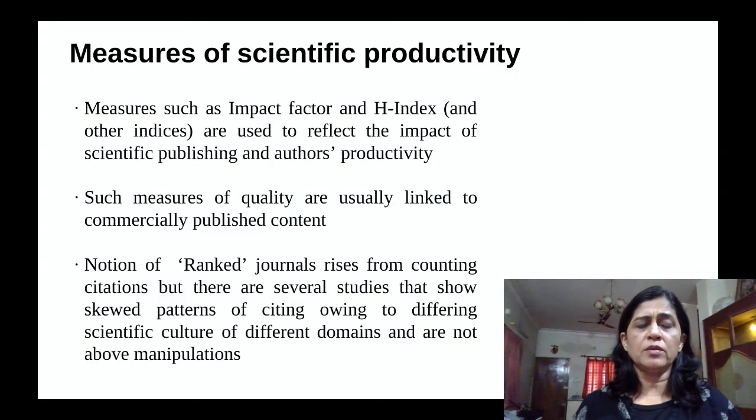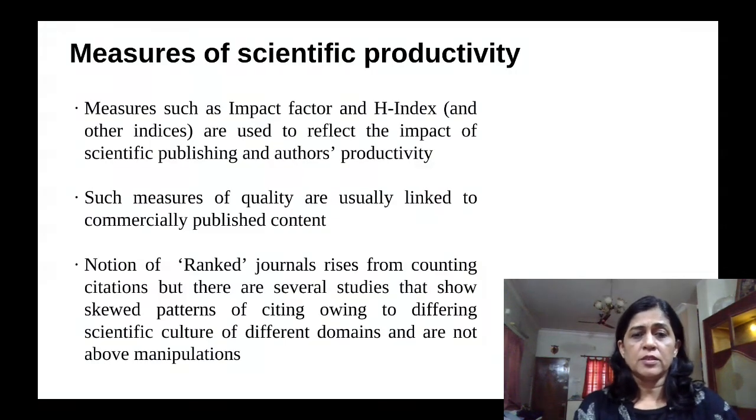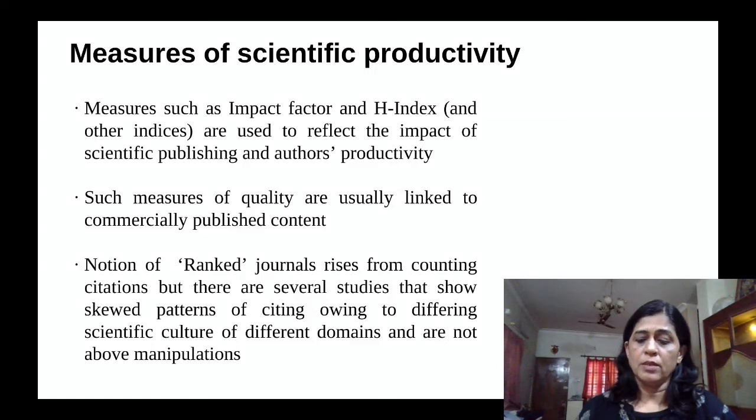Now, talking about measures of scientific productivity, measures such as impact factor and H-index and other indices are used to reflect the impact of scientific publishing and authors' productivity. Such measures of quality are usually linked to commercial published content. The notion of ranked journals arises from counting citations, but there are several studies that show skewed patterns of citing owing to differing scientific culture of different domains, and these are not above manipulations.